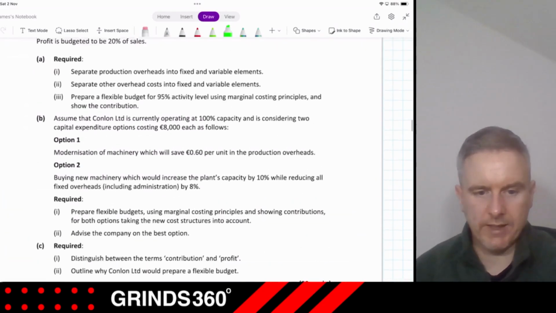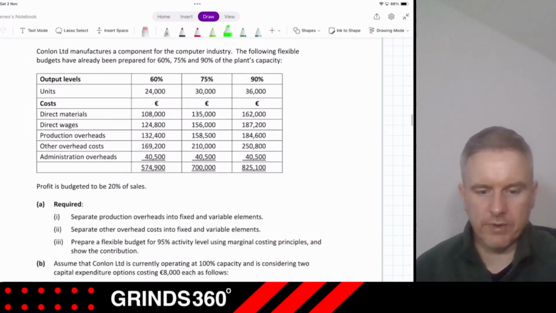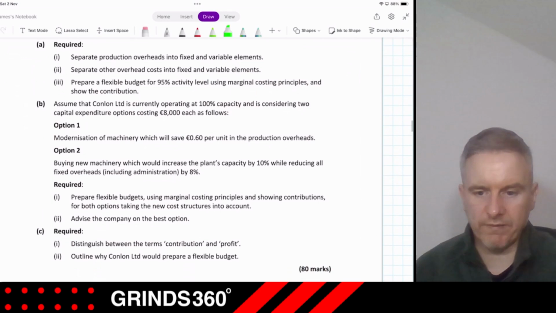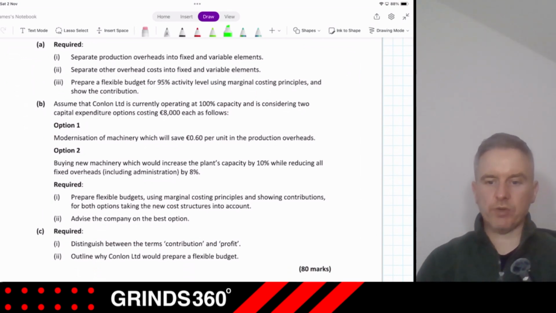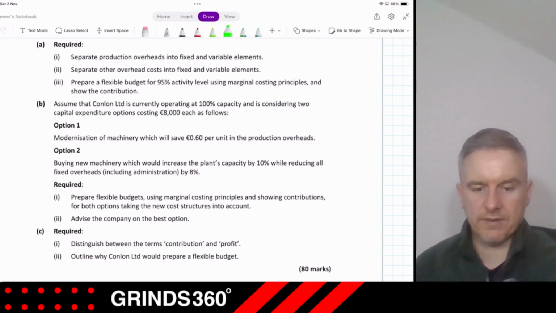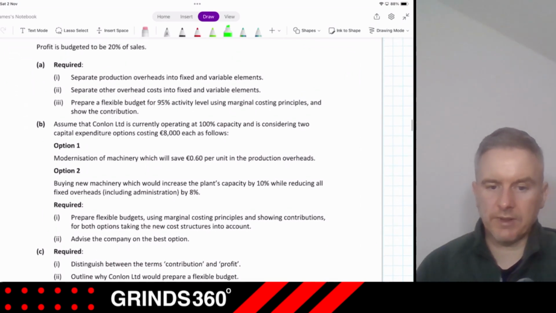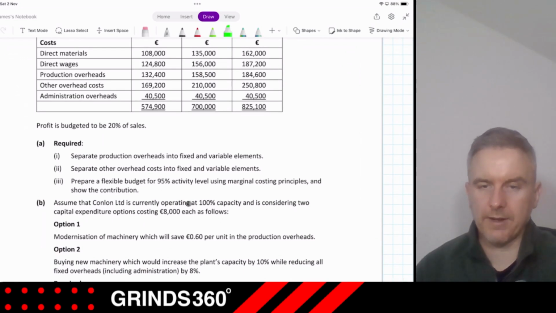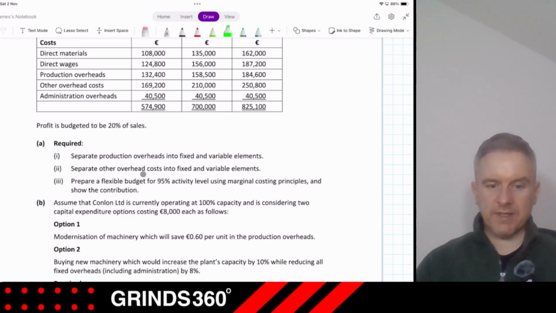All right, so if we take the 2018 paper, we're going to separate them into production and overhead, separate the production overheads and the other overheads. That's fine, we'll get that done. And then prepare our flexible budget, and then assume that Conlon Limited is currently operating at 100% and is considering capital expenditure options costing 8,000 each as follows. So they've changed it. They've gone from 95% and then suddenly assume that we're operating at 100% capacity. So we need to bring everything back up to 100%. All right. So a nice bit going on there.